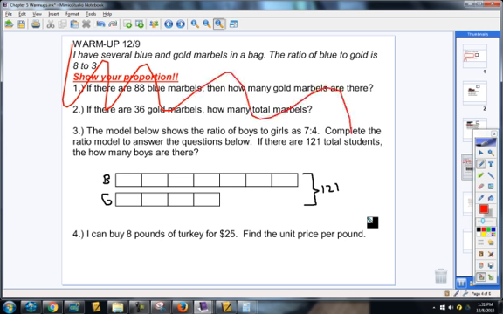Okay, so the model below shows the ratio of boys to girls is 7:4. Complete the ratio model to answer the questions below. So, here comes the real information. If there are 121 total students, so right now, I knew that both bars were representing 121. If it would have said there are 52 boys, then I would have said, okay, this right here is representing 52. If it would have said there are 28 girls, then I would say, okay, there's 28 there. That's what it's all about, reading. But it says total, so that's why all of these boxes are representing 121.